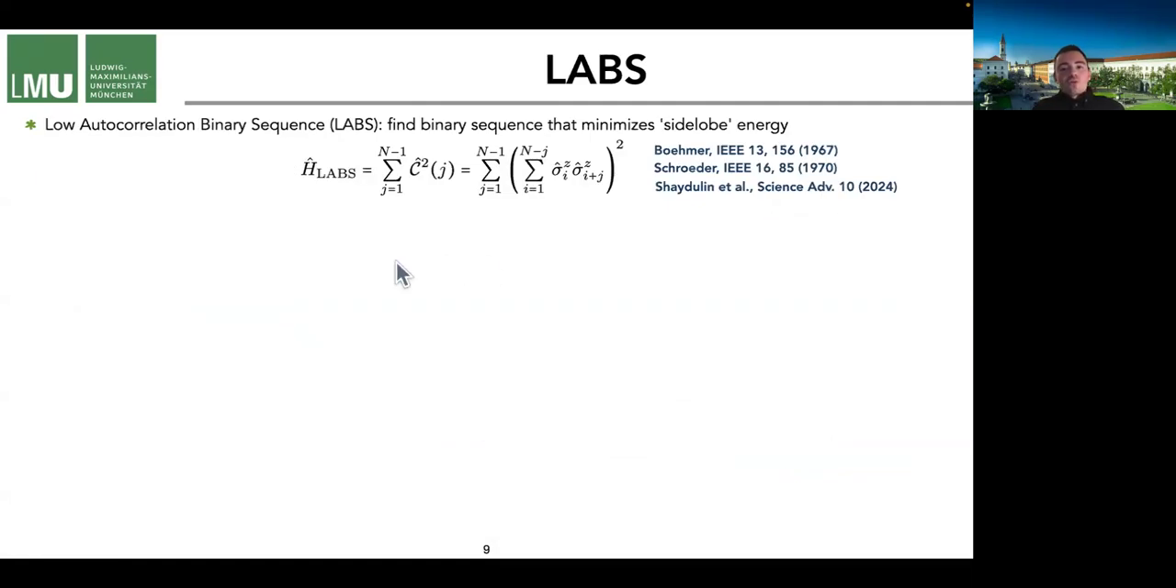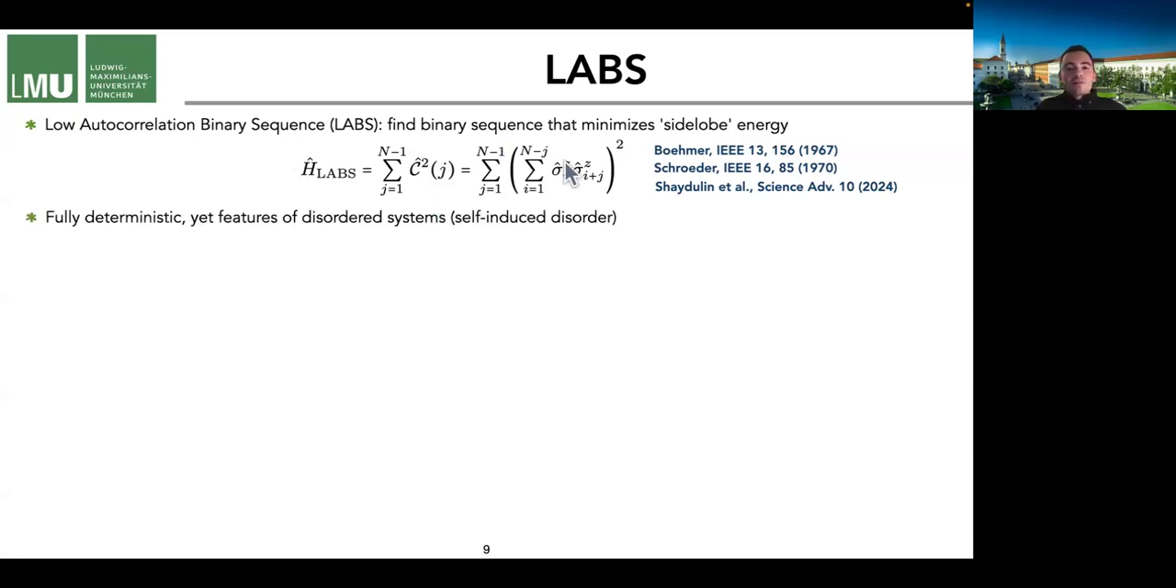Okay, so I want to now change gears a bit and talk about another optimization problem, which is this low autocorrelation binary sequence, whereby you're trying to minimize this classical Hamiltonian here, which is essentially a sum over some autocorrelations, and then you square it, which basically gives you highly non-local four-body interactions. And so the idea is, if we have a classical problem which already includes this type of four-body terms, we may also get an advantage when including them in our annealing schedule.